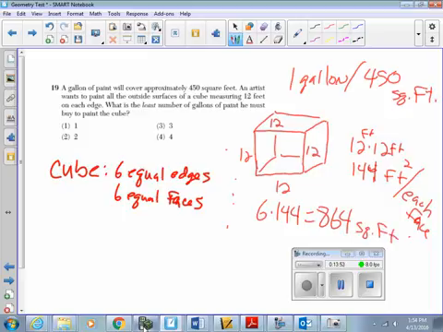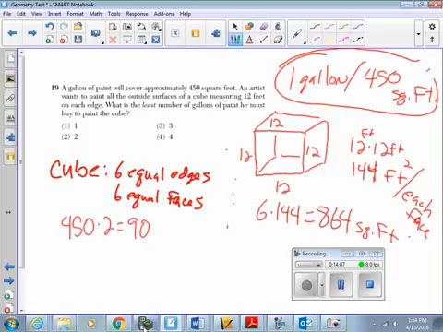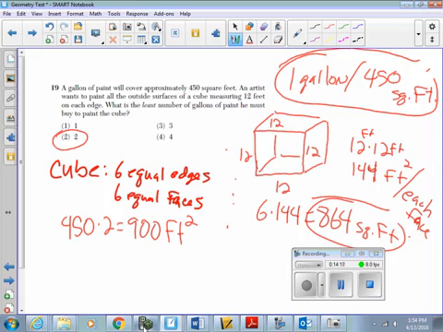All right, now each gallon of paint can cover 450. So 1 gallon will not be enough. Will 2 gallons be enough? Well, 450 times 2 would equal 900 square feet. So 2 gallons of paint would cover 900 square feet, and that would be enough to cover our 864. So our answer is going to be 2.